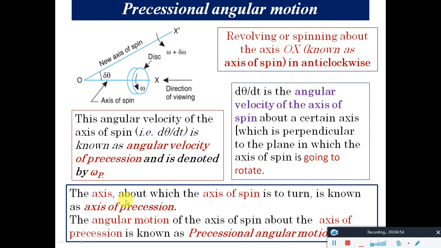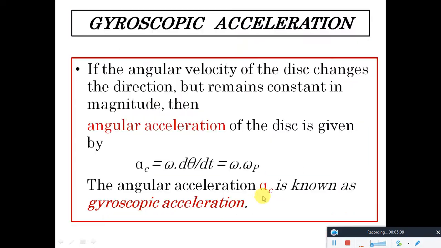The axis about which the axis of spin is to turn is known as the axis of precession. The angular motion of the axis of spin about the axis of precession is known as precessional angular motion. And this is about the gyroscopic acceleration. We will see it in the next class.